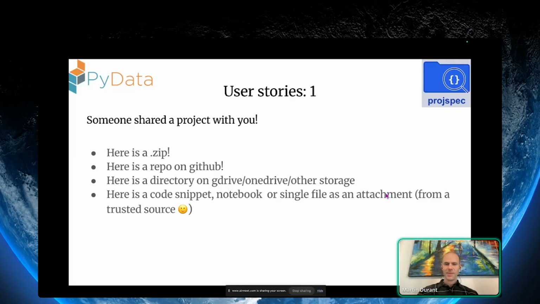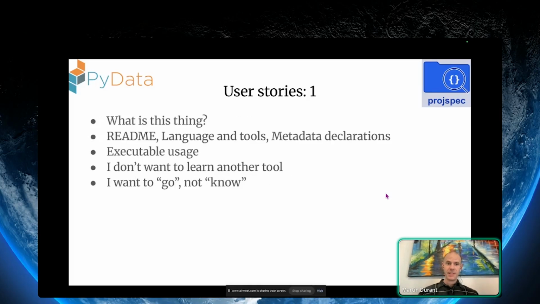All right, so user story number one. This is very typical, and especially in the more analyst, data scientist world, more than a dev story, but nevertheless, somebody gives you a project, and that might be a zip file containing a bunch of stuff. It might be a link to something on GitHub. It might be a shared link to Google Drive or whatever. It might even be, horror, an email attachment such as a .py file or a notebook or whatever it is. So what happens next?